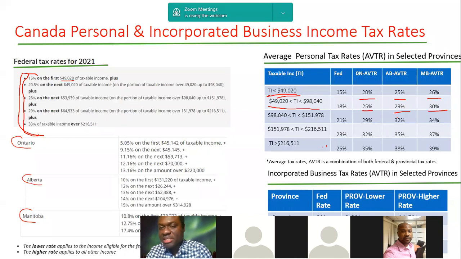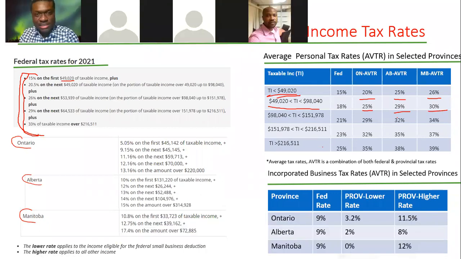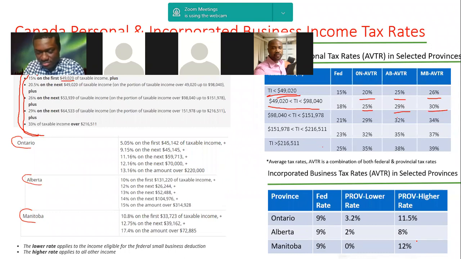So on average, you see that we are paying a lot back to the government, either the federal or the provincial government, from our personal income taxes. And if you look at the business, if you have an incorporated business in Ontario, the federal tax rate is 9%. And there's what we call the lower band and the higher band for incorporated business.